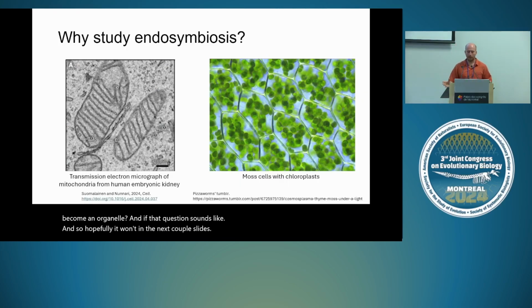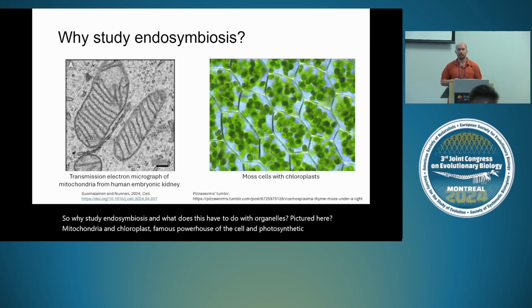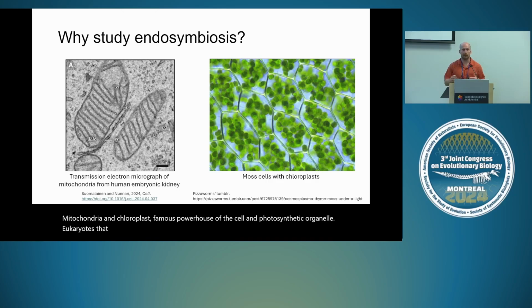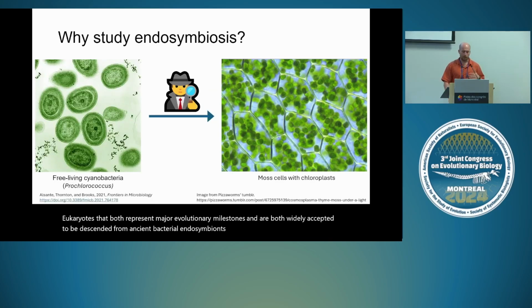So why study endosymbiosis and what does this have to do with organelles? We're pictured here mitochondria and the chloroplast, the famous powerhouse of the cell and photosynthetic organelle of eukaryotes that both represent major evolutionary milestones and are both widely accepted to be descended from ancient bacterial endosymbionts. And it would be awesome to understand how you go from a free-living bacteria to an organelle that's super highly integrated with its host, such that we just call them one organism.